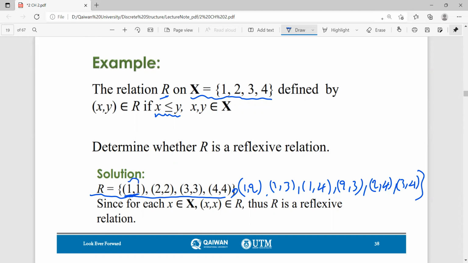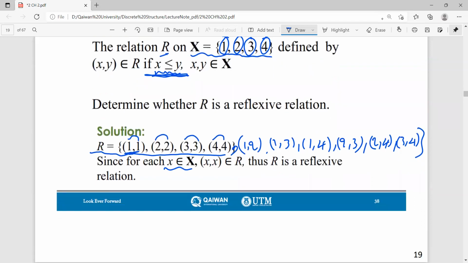Look, (1, 1), (2, 2), (3, 3), (4, 4). We have no (5, 5) and so on, because here in X we have no 5. That means for all elements in X we have (1, 1), (2, 2), (3, 3), and (4, 4). So we say this relation on the set X is reflexive. This is a reflexive relation, since for all x in X, (x, x) is in R.